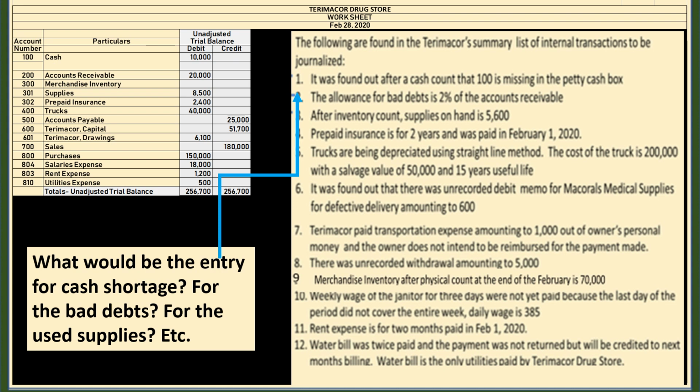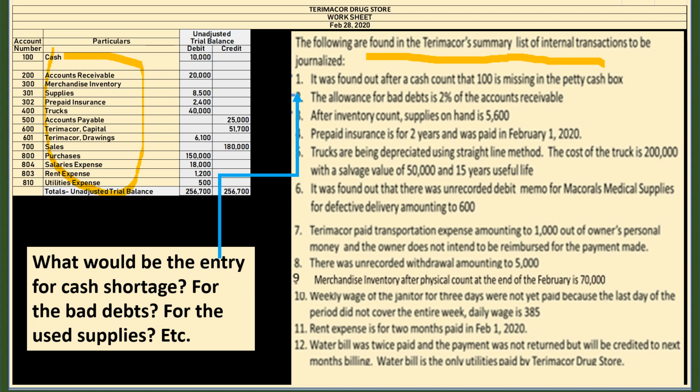and then list down all the accounts from the ledger, the balances from the ledger accounts. After writing down all the necessary ledger balances, go over the list of accounts that need adjustments, that are to be adjusted. So this is the list of the accounts to be adjusted.